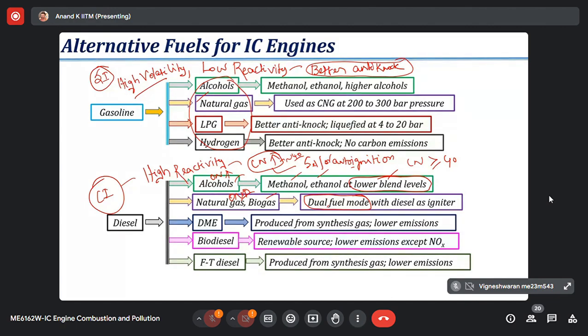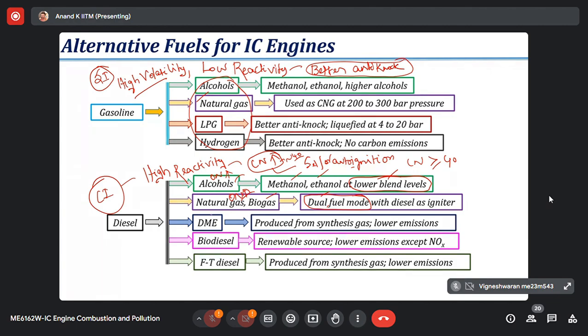So what is done? Natural gas or biogas will be injected using a port injection system. Pre-mixed natural gas or biogas is ignited using direct injection of diesel. That is how these dual fuel engines operate. Okay, you are using two fuels simultaneously. The primary fuel is natural gas or biogas, and diesel is a pilot fuel which is used to ignite this fuel. Otherwise, this fuel won't ignite.